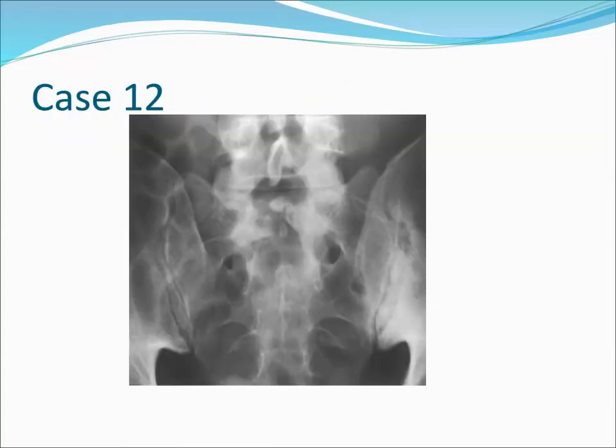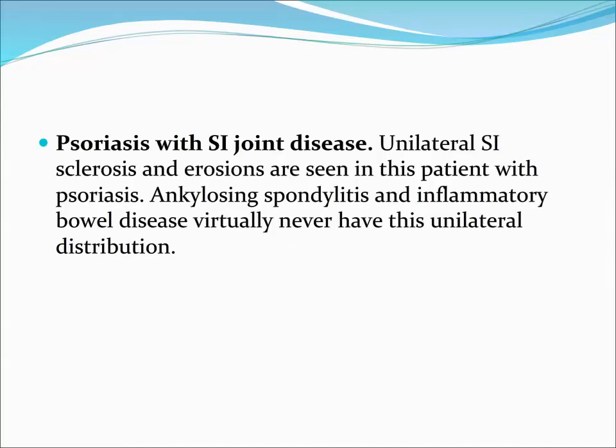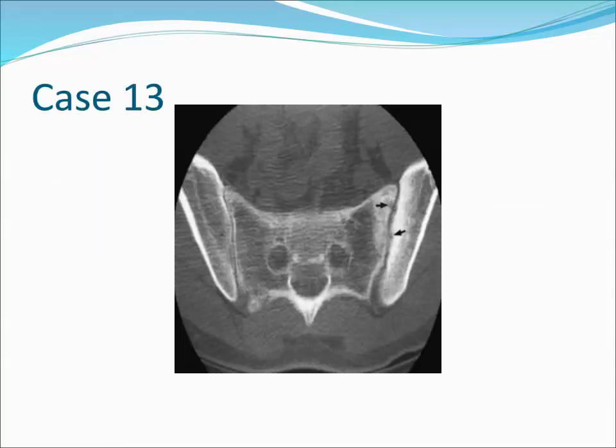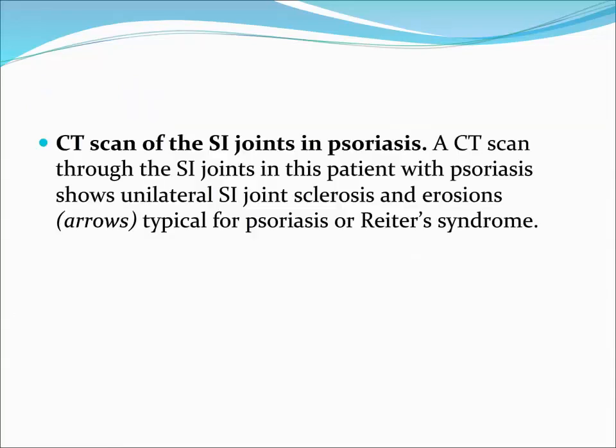This case is showing psoriasis with SI joint disease. Unilateral SI sclerosis and erosions are seen in this patient with psoriasis. Ankylosing spondylitis and inflammatory bowel disease virtually never have this unilateral distribution. CT scan of the SI joints in psoriasis. A CT scan through the SI joints in this patient with psoriasis shows unilateral SI joint sclerosis and erosions, arrows, typical for psoriasis or Reiter's syndrome.